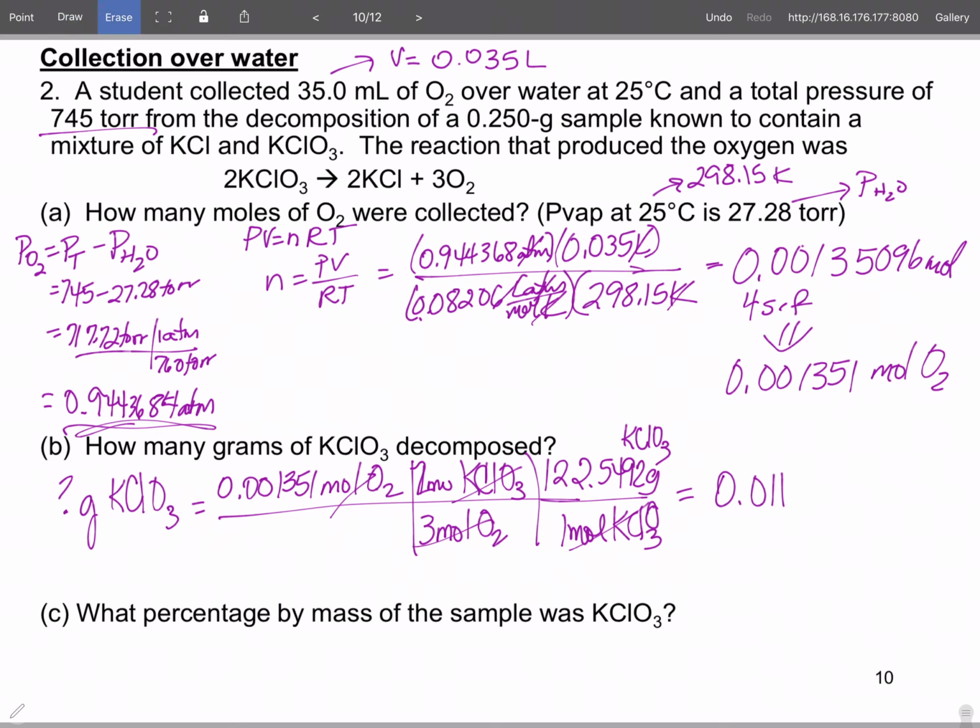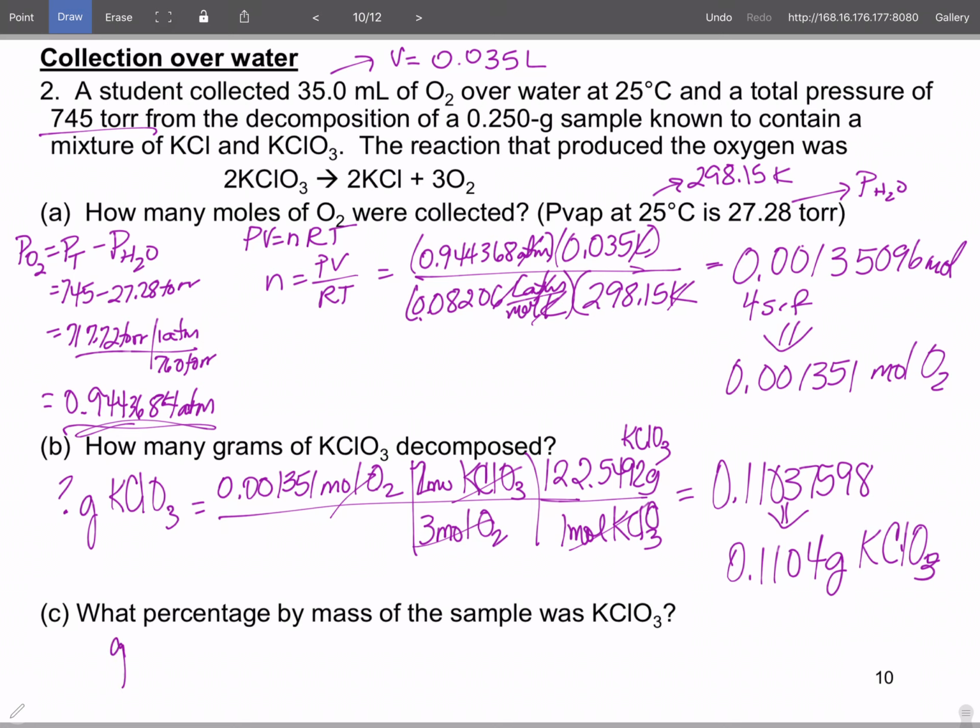I end up with 0.1103759. We started with 4 significant figures. Everything has at least 4, so we'll end up with 0.1104 grams of potassium chlorate. Chlorate, not perchlorate.